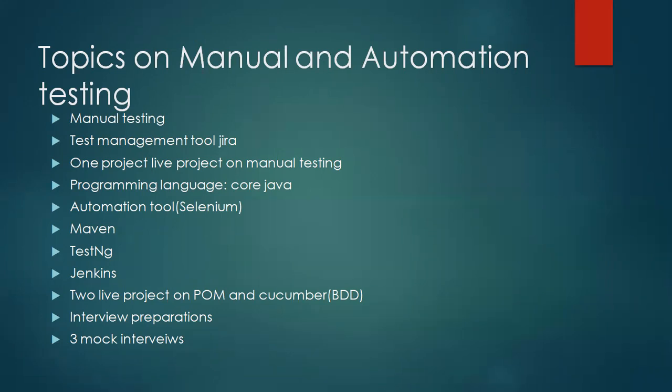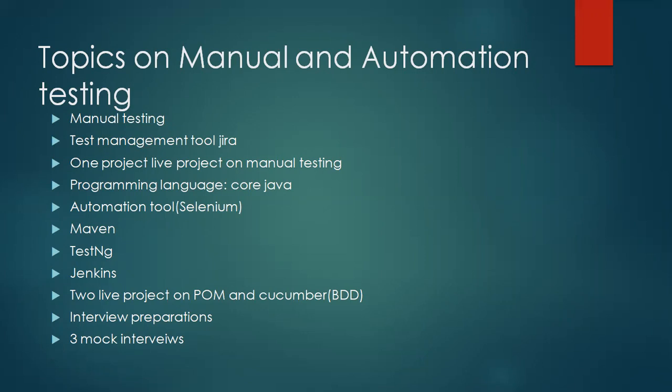And when it comes to automation, we will learn one programming language, Java. There are different topics in Java. Going forward, we will look into that once the manual testing is completed. And we will go for the automation tool, Selenium. We will discuss the latest version, Selenium 4.1, and how we achieve automation using Selenium.